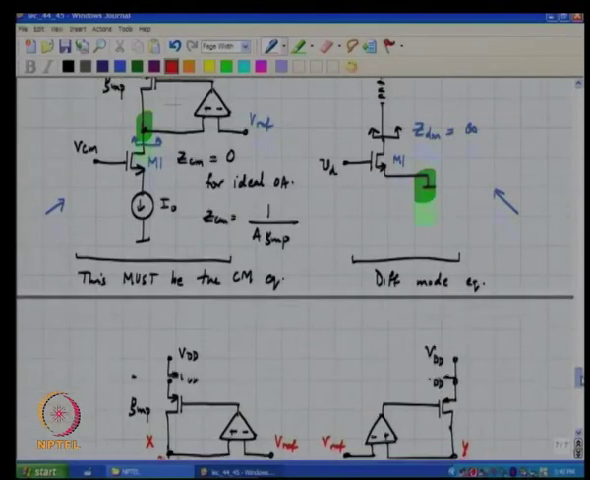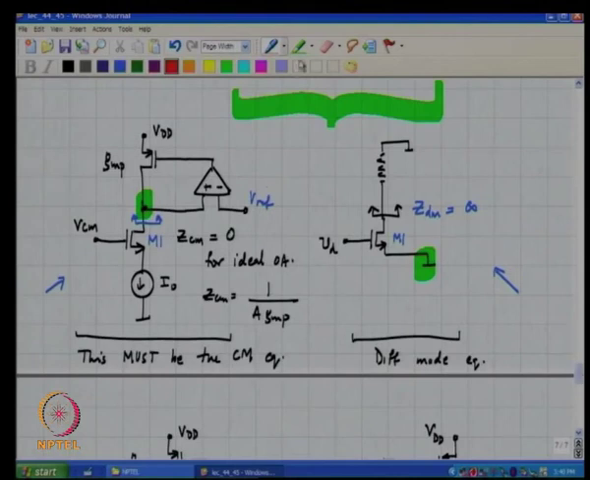Let us get back to this circuit. This is the common mode equivalent. This is what we want the common mode equivalent to be. And what is the op amp doing?